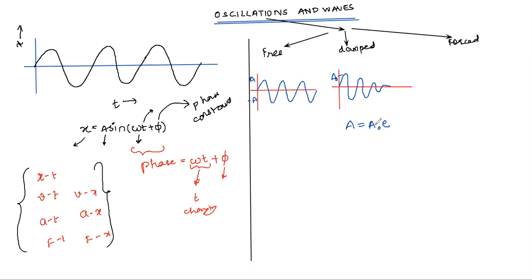This is just one way of telling the decrease in amplitude. So it is e power minus bt by 2m, if I want to be very precise. Class, please note this down. This is called exponential decrease of amplitude with time in case of damped oscillations. Note it down, class.